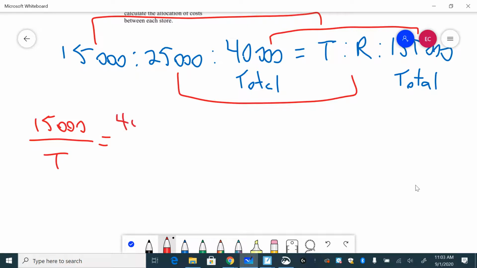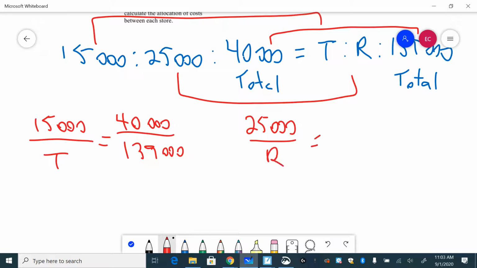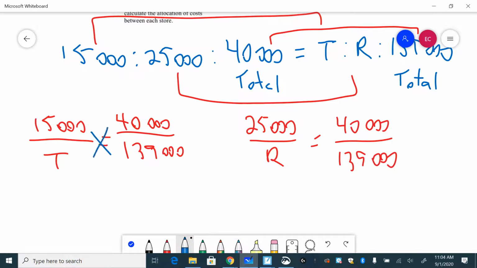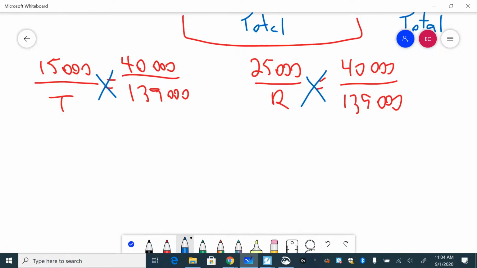So I'm going to do 40,000 over 139,000. And I'll just set it up twice. So I'll do the 25,000 over R this time equals, and again, total 40,000 over 139,000. So it's total with total. And we will now cross multiply. Set it all up. So we've got 40,000 T equals, and then just multiply those big numbers together.